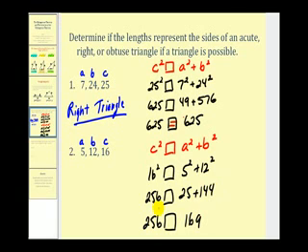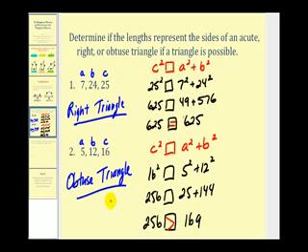So what we've discovered is that c squared is greater than a squared plus b squared, and therefore this tells us we have an obtuse triangle. Meaning one of the angles will be an obtuse angle, or an angle between 90 and 180 degrees. Let's take a look at two more.